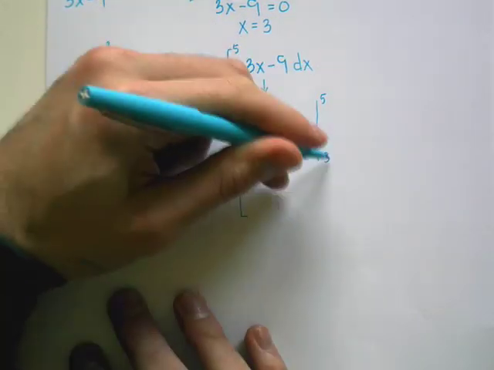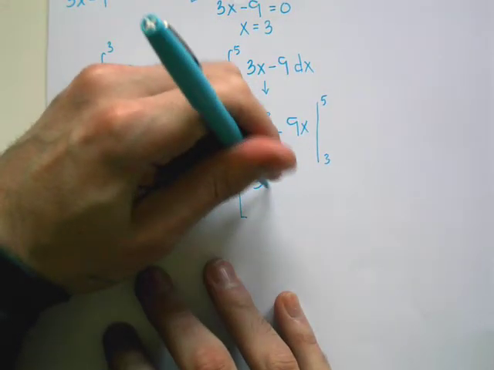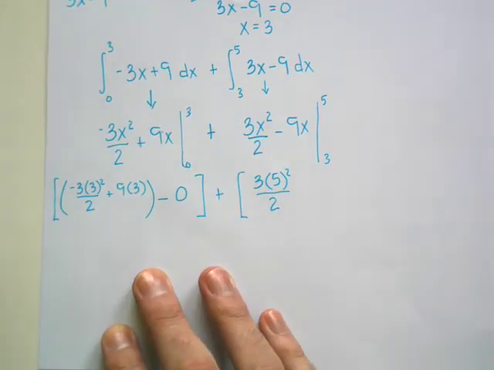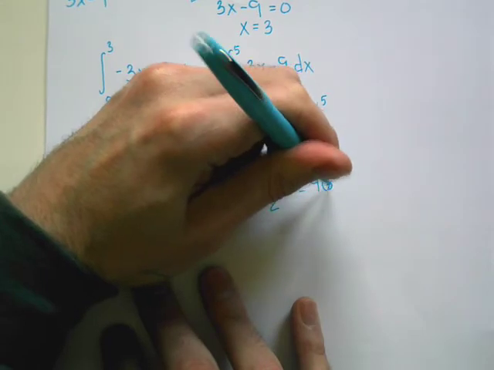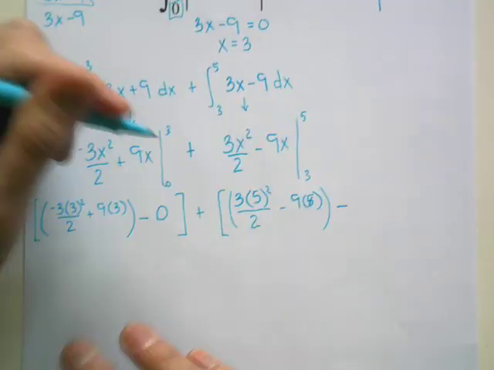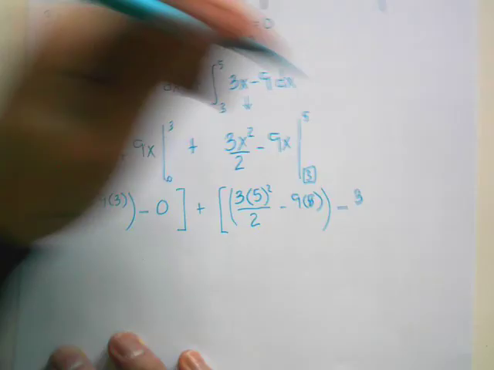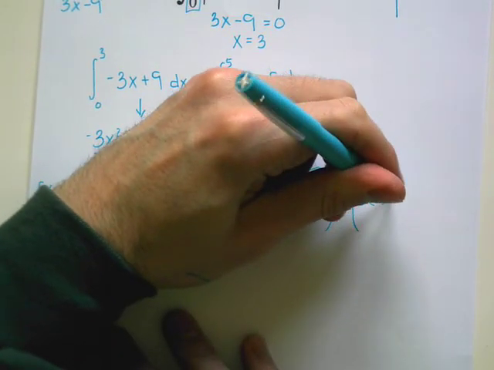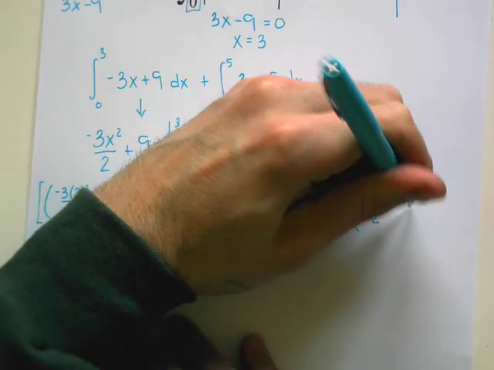I take 5, plug it in. I take 3, plug it in. Okay, so this is going to be 3 times 5 to the second over 2 minus 9 times 5 minus, now I'm going to take 3 and plug it in. So it'll be, I'll put this in its own parentheses, 3 times 3 to the second over 2 minus 9 times 3.